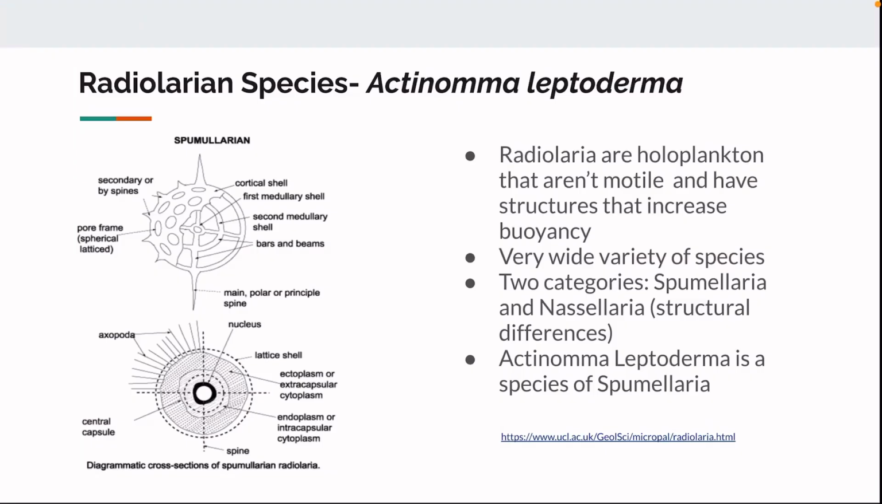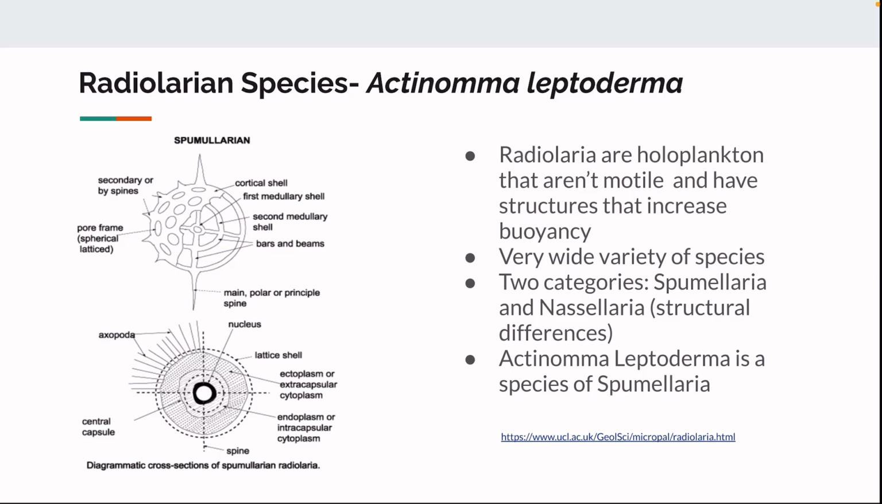For the Radiolarian species, our group chose Actinomeleptoderma. Radiolaria are holoplankton that aren't motile and have structures that increase buoyancy, although they do have swarmers which are motile. They have a very wide variety of species. They're divided into two categories, Spumalaria and Nacellaria. They're just different in structure. The Nacellaria are more cone-like and the Spumalaria are more spherical.